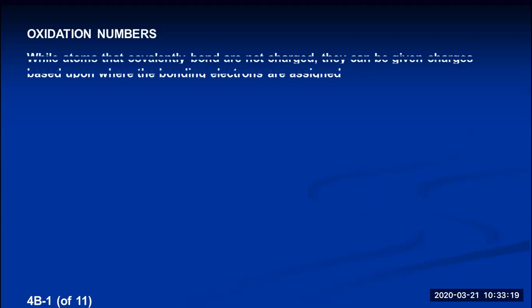This is lecture 4B, and we're going to talk today about oxidation numbers. Now, when atoms are covalently bonded, they're not charged, they're sharing electrons. But what we can do is give charges to those atoms based upon where the bonding electrons are assigned. And we do this in order to help us predict products of oxidation reduction reactions. So this is going to be a tool we're going to be using in this particular unit.